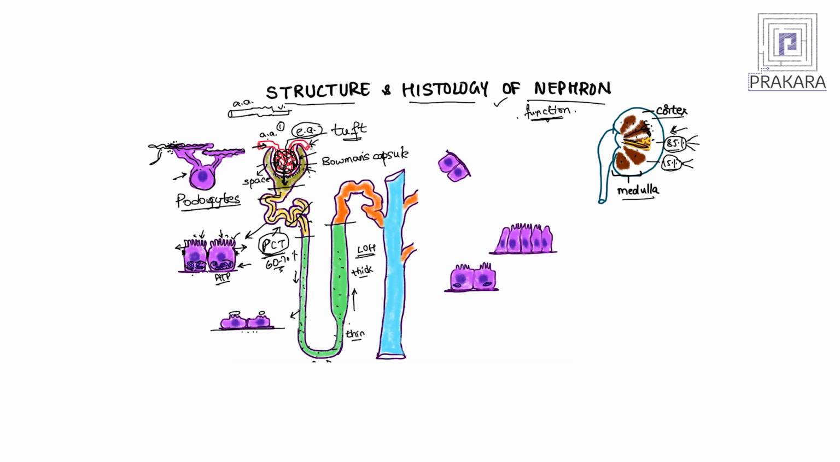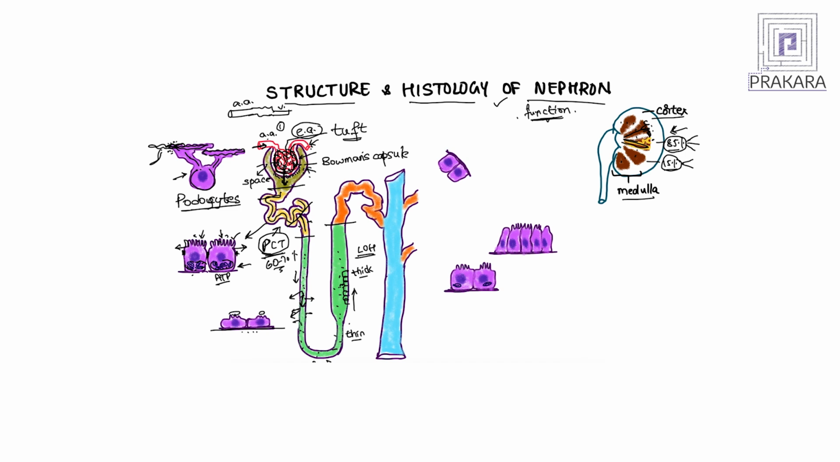The thin descending limb of the loop of Henle, which we are seeing here, is highly permeable to water, whereas the thick ascending limb of the loop of Henle is impermeable to water because the cells here are again cuboidal and have very tight junctions.